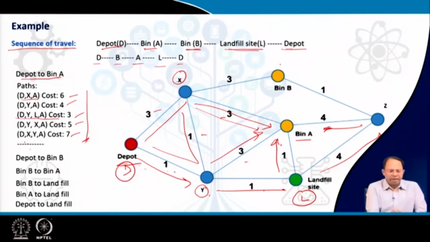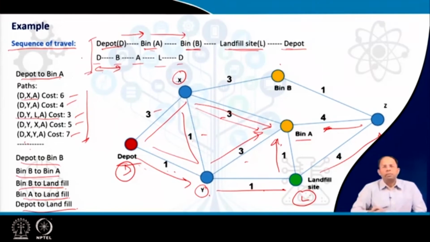Similar to depot to bin A, this is the first segment. Bin A to bin B also needs to be found out. So what is the shortest path between bin B and bin A? Then depot to bin B also needs to be found out, because this is one option which is here. Bin B to landfill, bin A to landfill, depot to landfill. So all the shortest paths first need to be found out, right? Then combining these shortest paths, we have to find the right sequence, and then we have to find the smallest route sequence, and that would be the route for this particular vehicle.